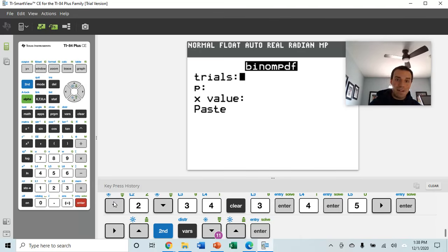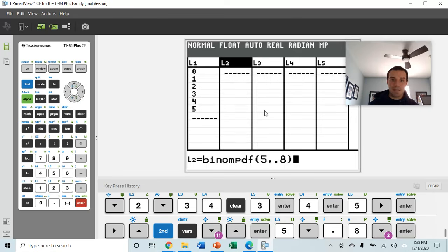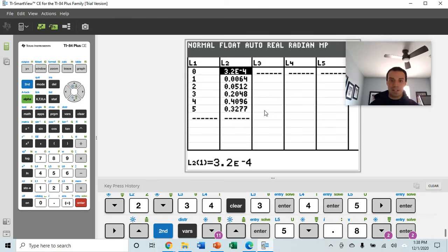I'm going to put 5 as the number of trials, because that's how many trials we have, and 0.8 as the probability of success. I'm not going to fill in anything in the X value here for now, and I'm going to hit paste. And I'm going to hit enter again. And what it's going to do here is it's filled in the probability of each of those things occurring.